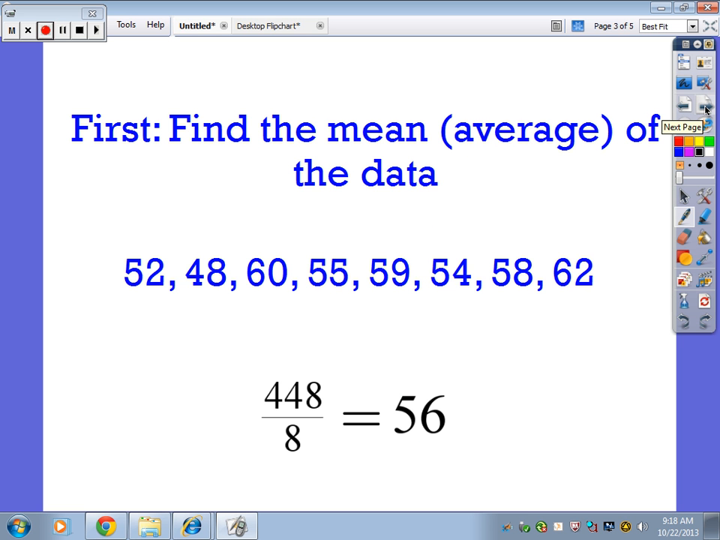First, you're given a set of data. You need to find the mean or average of that data. All right, so 52 plus 48 plus 60 plus 55 plus 59 plus 54 plus 58 plus 62 equals 448. And then you divide that number by 8 and you get an average of 56.